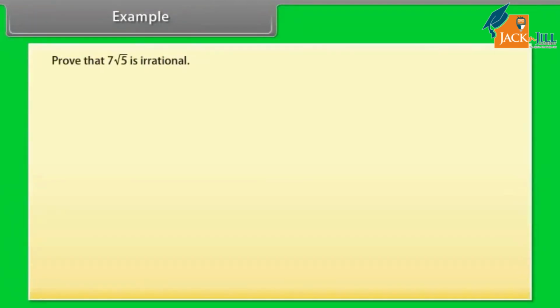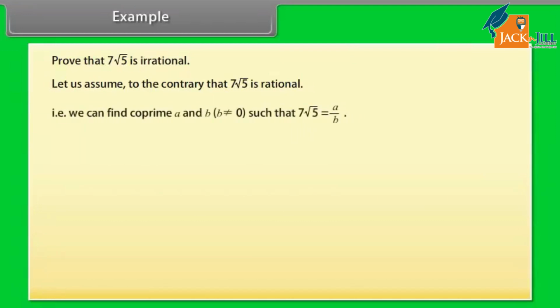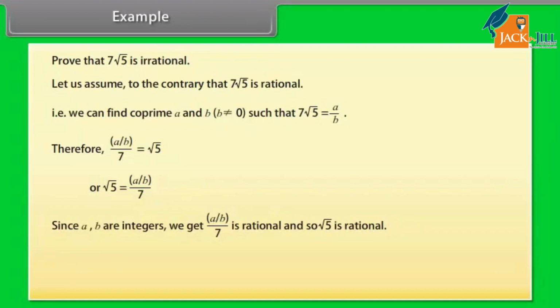Example. Prove that 7 square root 5 is irrational. Let us assume to the contrary that 7 square root 5 is rational. That is, we can find coprime a and b, where b is not equal to 0, such that 7 square root 5 is equal to a upon b. Therefore, a upon b upon 7 is equal to square root 5, or square root 5 is equal to a upon b upon 7. Since a, b are integers, we get a upon b upon 7 is rational, and so square root 5 is rational. But this contradicts the fact that square root 5 is irrational.